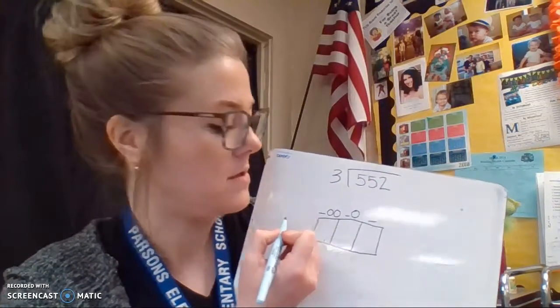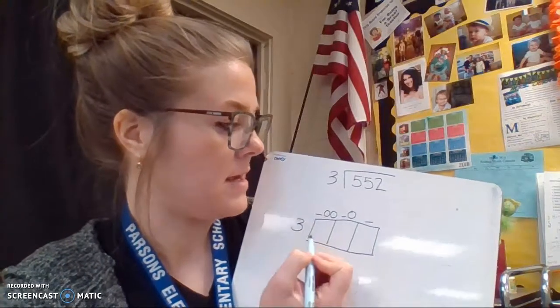The next thing I'm going to do is write my divisor on the outside of the box, which is 3. In the inside top of the first box, I'm going to write my dividend.